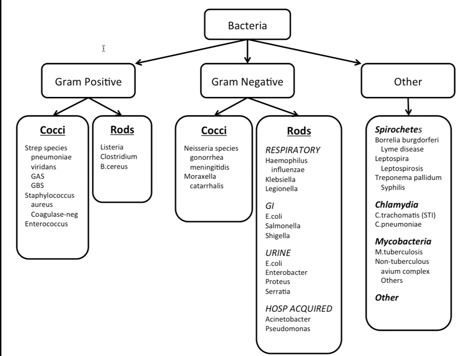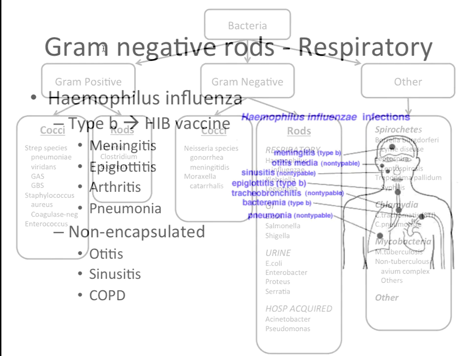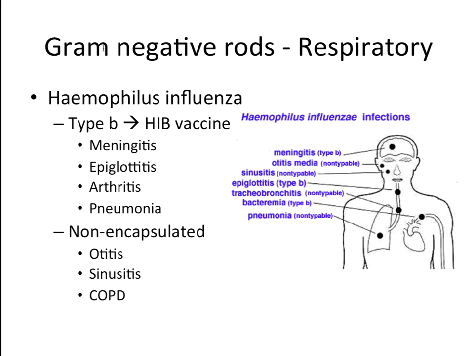Our final category is gram-negative bugs. I divided these into respiratory, GI, urinary, and hospital-acquired gram-negative bugs. Let's start with the respiratory. The first big respiratory gram-negative bug is Haemophilus influenzae. It comes in a variety of styles, but the 2 key classes are encapsulated and non-encapsulated.